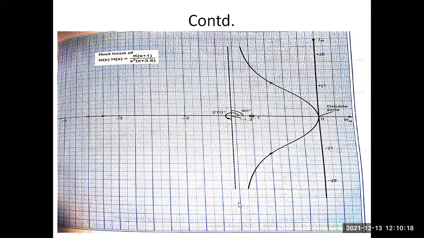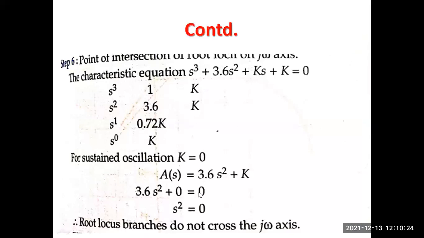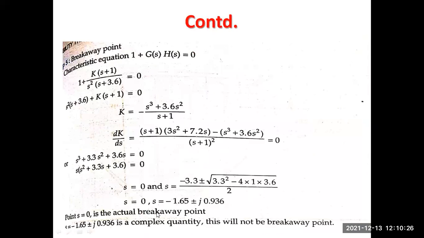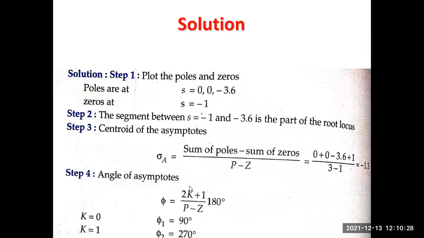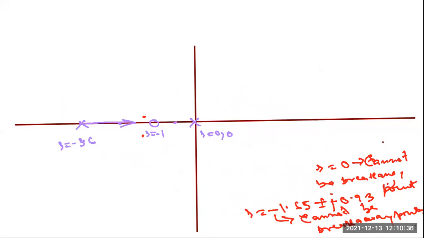So then how will the root locus move? That is the thing. So we have calculated the asymptotic angle. 90 degree and 270 degree? Yes or no? Yes, sir. So one root locus will be this one. This is the root locus, correct?